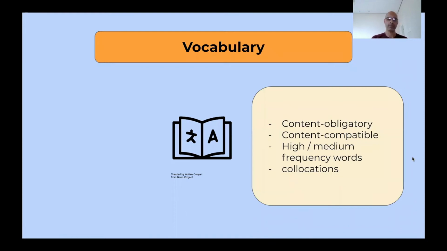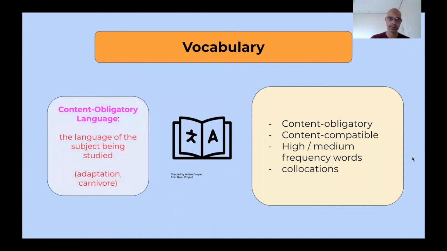When it comes to vocabulary, there are four types or groups of words that we need to be aware of when teaching vocabulary. We've talked about content obligatory and content compatible language before, but there's also high and medium frequency words and collocations. When we talk about content obligatory language, as we've seen before, we're talking about the language of the subject, right? If we're teaching math or chemistry or geography, there's certain vocabulary that is mandatory for basic understanding of that content area, or the lesson or the specific objective of that lesson.